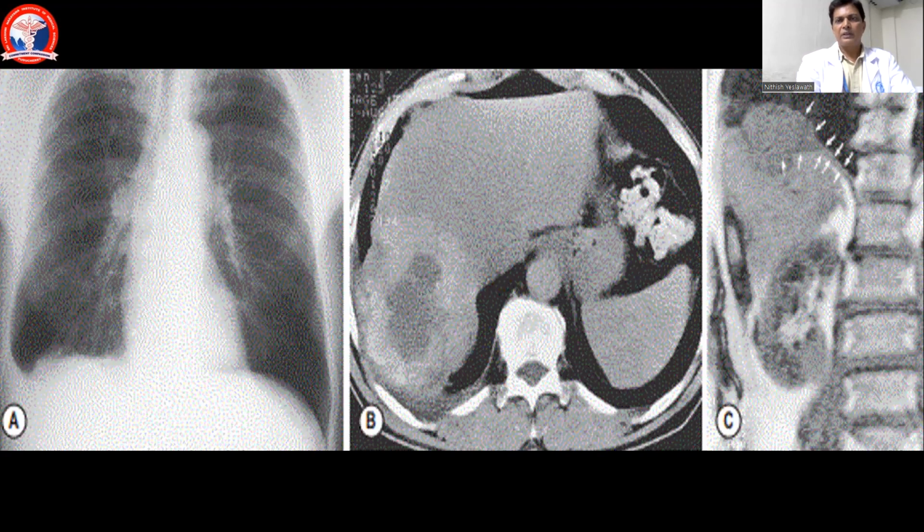The same thing is seen on this image, where we get to see invasion of the neoplastic mass into the liver. So with this image, we are done with our topic of lesions of the chest wall, pleura, and diaphragm.